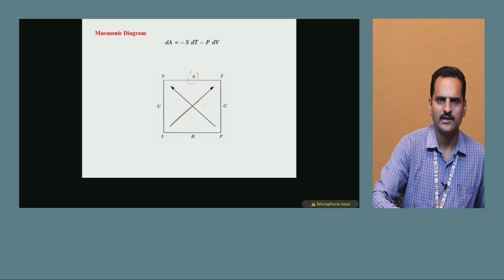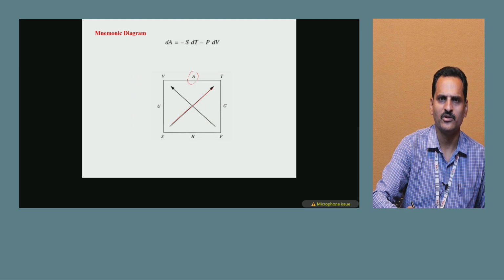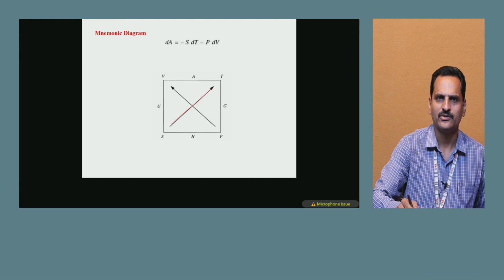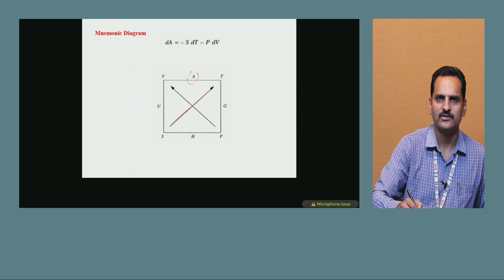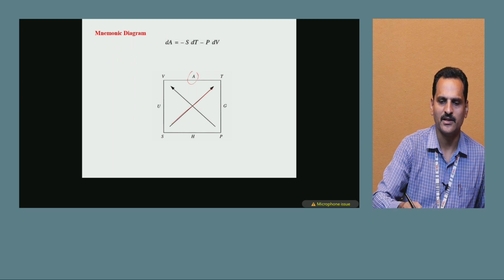The diagonal arrows represent the sign indication, either negative sign or positive sign. Those coming towards the natural variables have a negative sign, or away from the natural variables, a positive sign. So the negative sign indicates that those are approaching towards natural variables. Otherwise, the opposite of this arrow, the diagonal arrow, represents the positive sign. Okay, vice versa, you can take it like that.